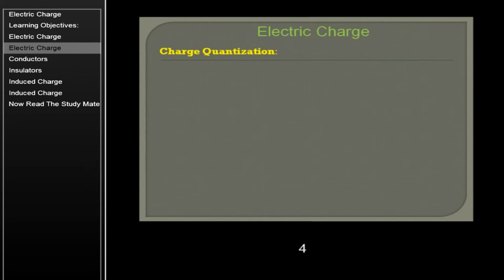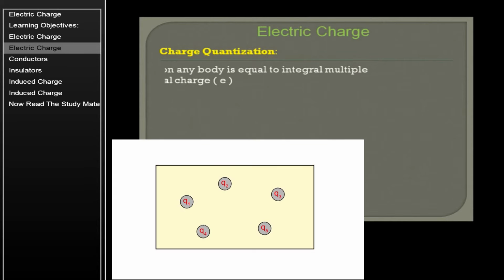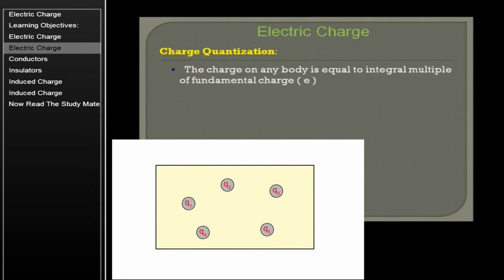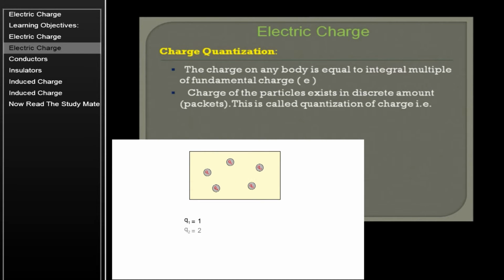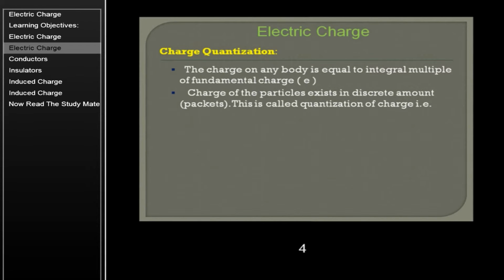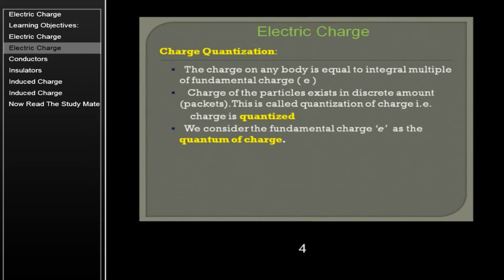Charge quantization. The charge on any body is equal to integral multiples of the fundamental charge. Charge of particles exists in discrete amounts, that means packets. This is called quantization of charge, that is, charge is quantized. And we consider the fundamental charge e as the quantum of charge.